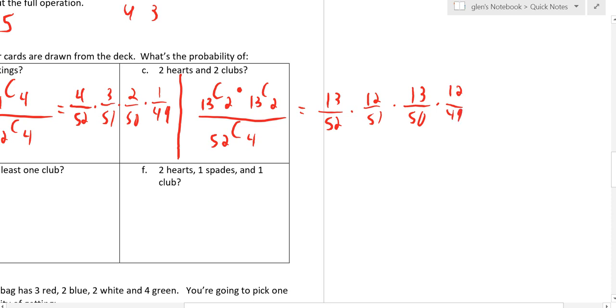So what is the situation when you're adding? They're or situations. Now this right here says heart, heart, club, club. But it doesn't matter what order they happen in, so I need to multiply this by, we have 4 spots, and I'm choosing 2 of them to be those hearts. And then the other remaining 2 are just the clubs, whatever's left over. Is that okay?